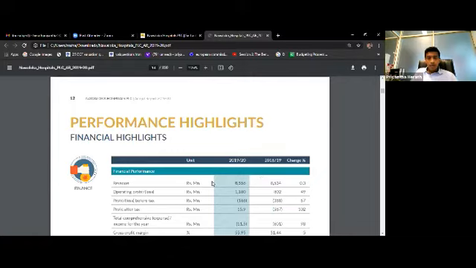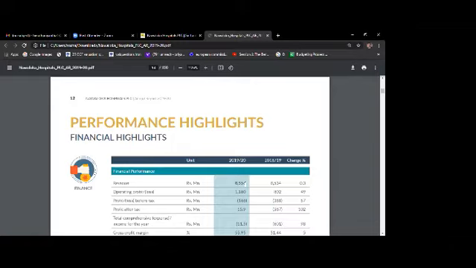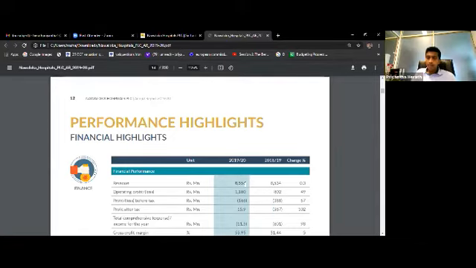When you refer to the financial highlights, is this for Navalapa Hospital PLC? The numbers given here, what are they? Yes, this is for the whole group, not for the individual company.